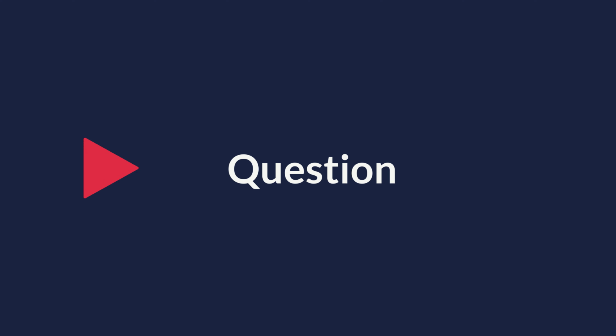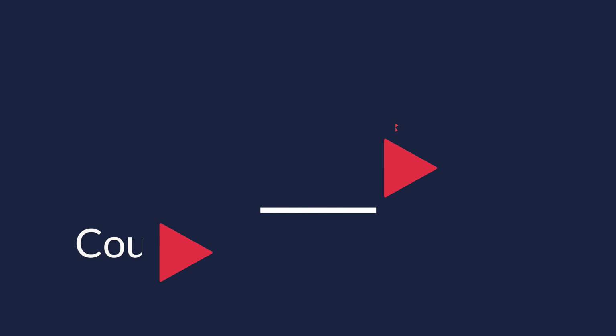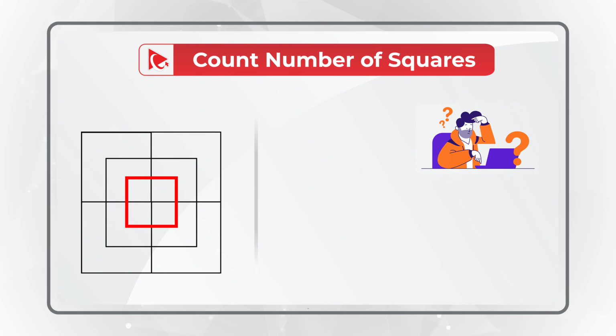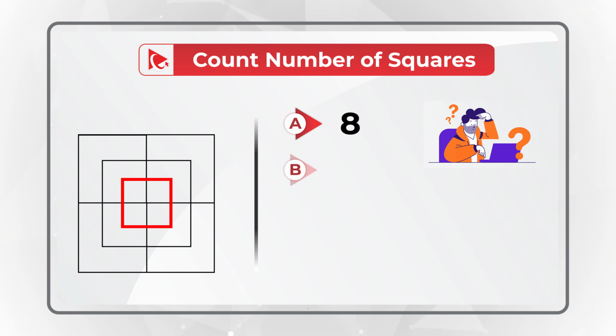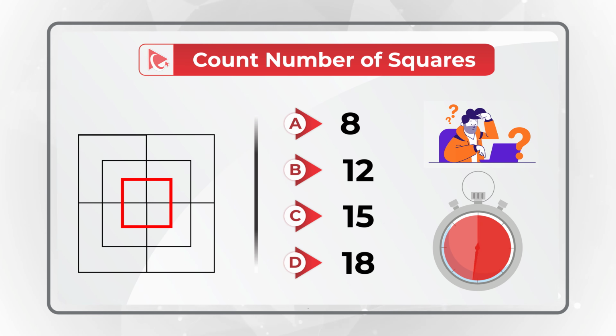And now let's continue and get you ready for the test. Here's one of my favorite questions, where you need to count the number of squares presented in the shape. You have 4 different choices. Choice A, 8. Choice B, 12. Choice C, 15 squares. And choice D, 18 squares. Take a close look at the picture to see if you can come up with the right choice.